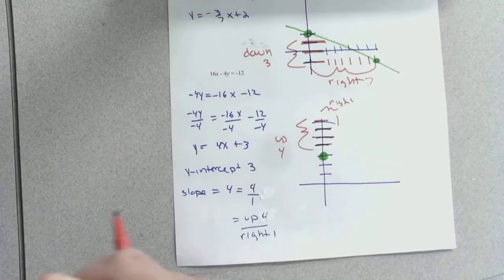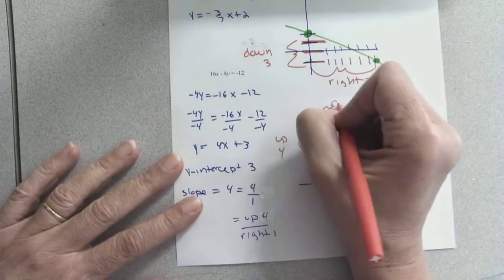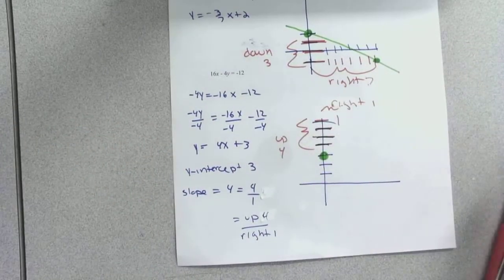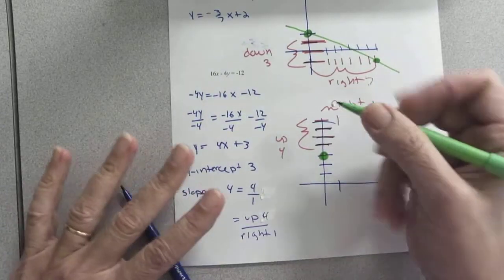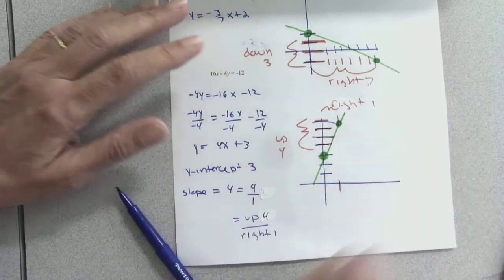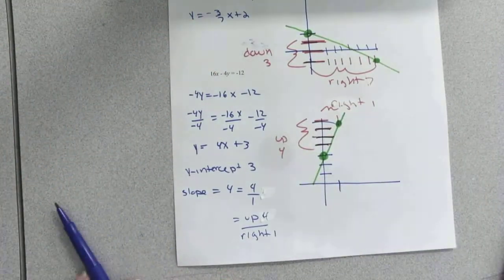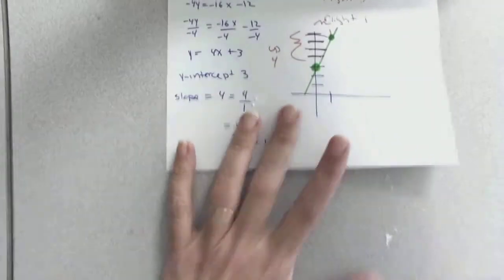Right 1, and so I'll just put a corresponding tick mark down here. And then there's my graph, there's my other point. Connect the dots, and we have it. Like I said, that's my favorite way to graph. Next problem.